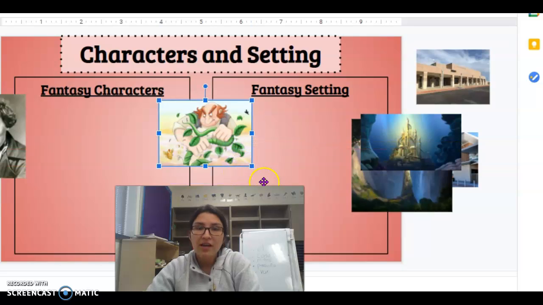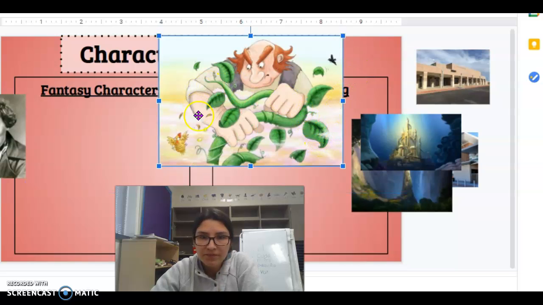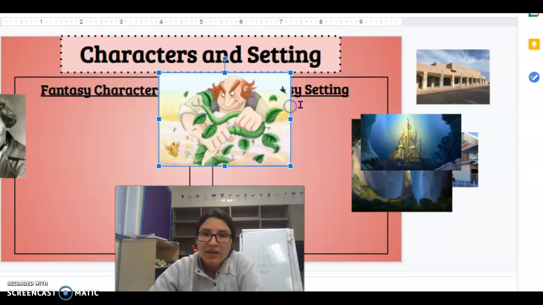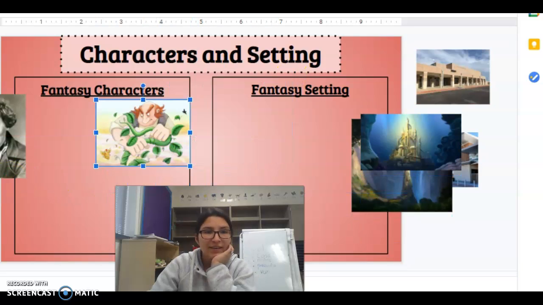So my first one up is this character right here. This character is the giant from Jack and the Beanstalk. See? So as you can tell, he's a giant. He's tearing up the beanstalk. Give me a thumbs up if this is a fantasy character, or a thumbs down for no, it's not. This is a fantasy character. We do not have giants like this in real life, do we? No.